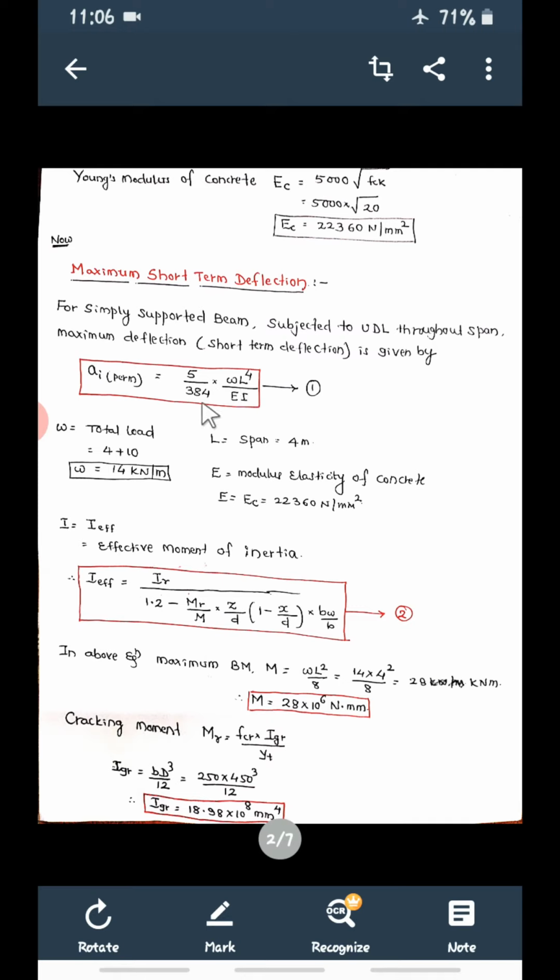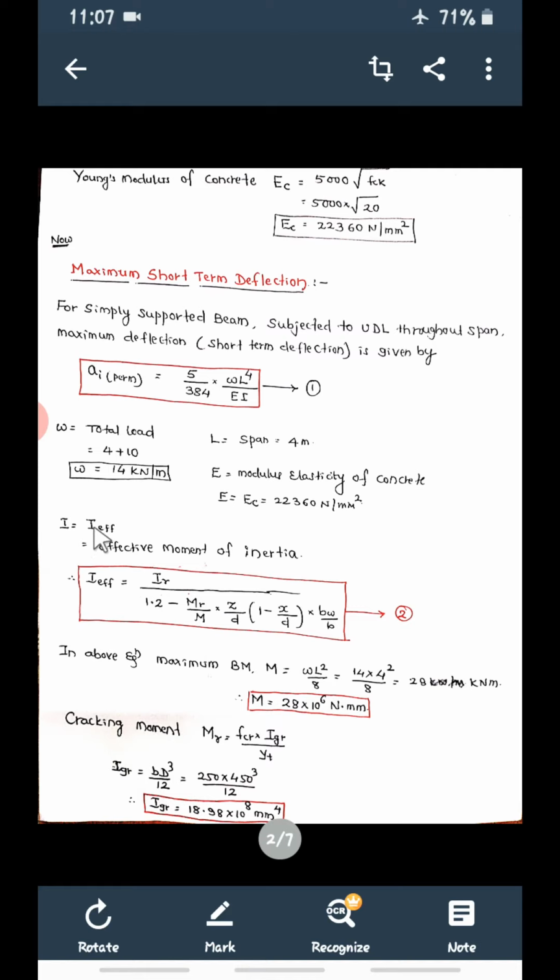Now what is w? w is the total load, that is live load plus dead load plus self weight. So that is 4 plus 10, 14 kilonewton per meter. It is in the form of UDL. L, span of the beam, is 4 meter. Then E is nothing but Ec. This capital E, Young's modulus of concrete, you have to substitute, that is what we have calculated here. This is Ec. Then I. What is I? I is equal to I effective, moment of inertia.